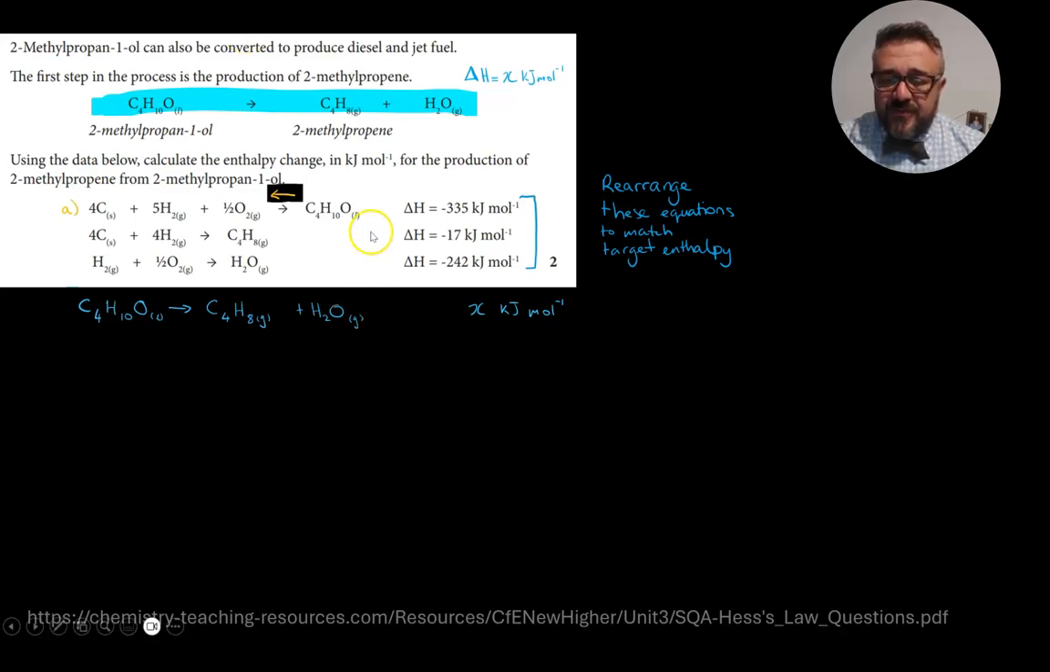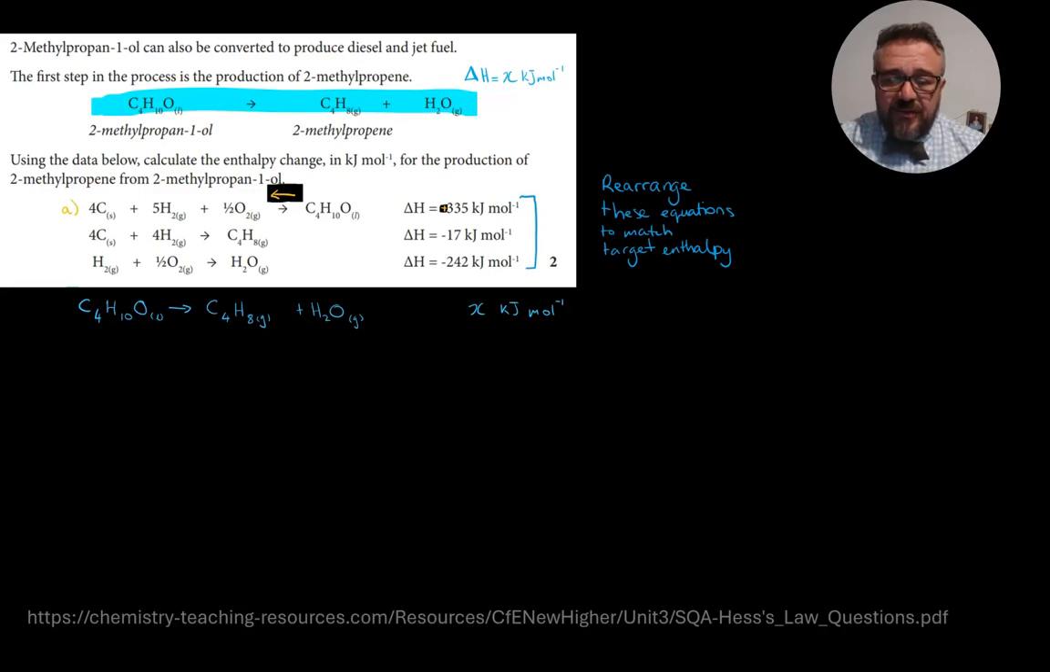Now have a look. So here we have our 2-methylpropane-1-ol, which is a reactant, but here it's a product. So if we're trying to get it to match this thing, you'll see what I mean in a minute, we need to change the sign of this. We need to flip it. And if we flip that, we have to flip this. That's important. That's a very easy place to get caught out.